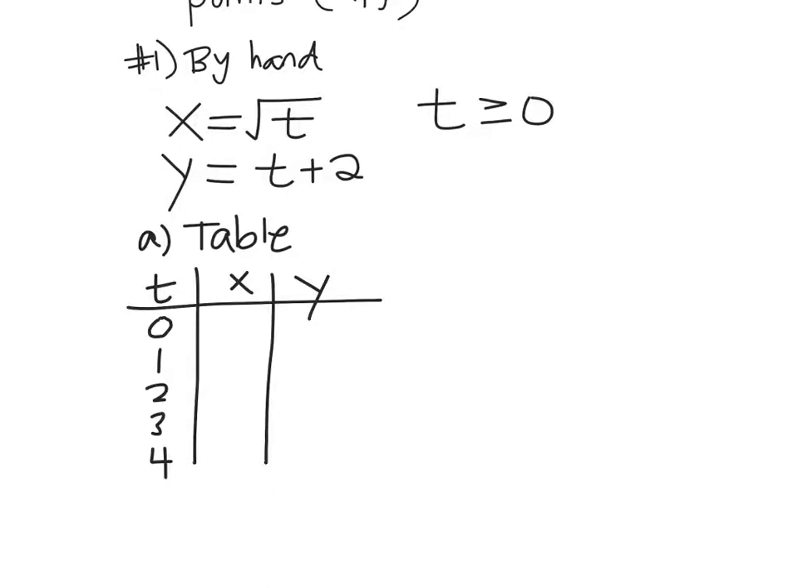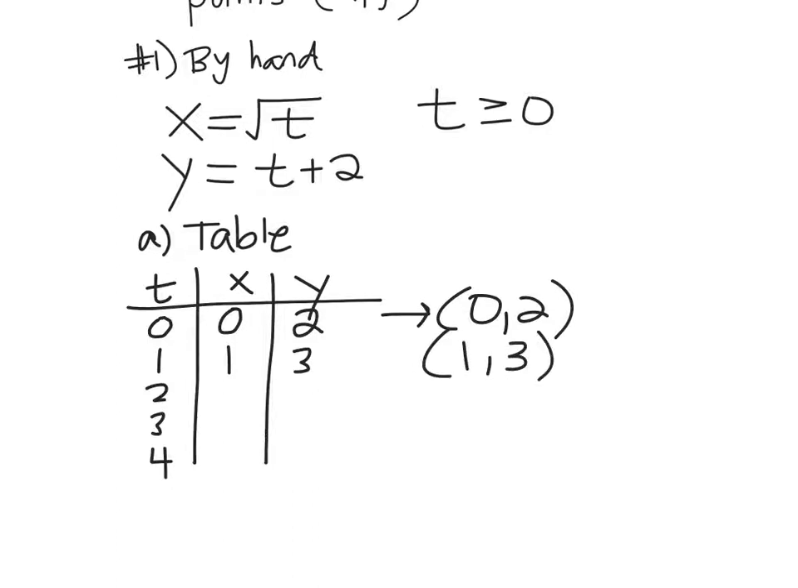Let's find out our first point. Our first point is to take t equals 0 and plug it into these functions up here and find out what x is. So x would be 0. And then plug in t equals 0 into this one to find out what y is. Y equals 0 plus 2. So y is 2. So what that means is my first point on my graph is going to be 0, 2. Okay, let's find another one. Now plug in 1. 1 goes into t. The square root of 1 is 1. 1 goes into t here. 1 plus 2 is 3. So that would be the point 1, 3.